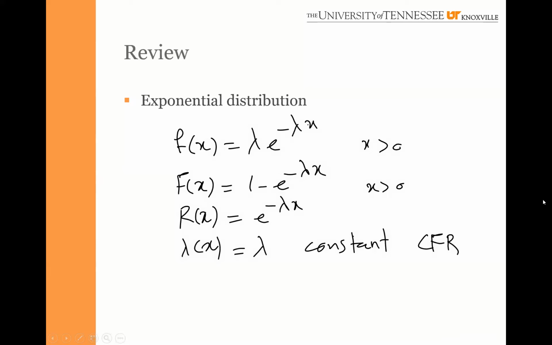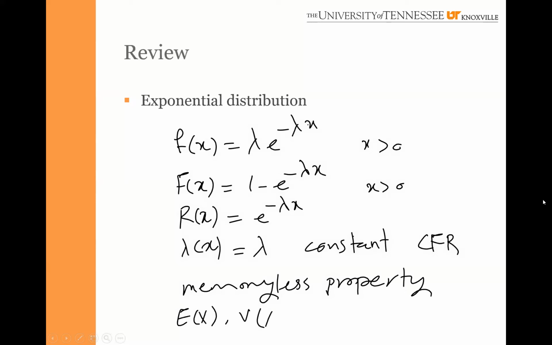Right? It's the only distribution with constant failure rate. Right? And it's the only continuous distribution with a memoryless property. I'm not going to go through the details here. You know expectation, variance, right? Okay. Any questions? Good. Oh, we use PXV.